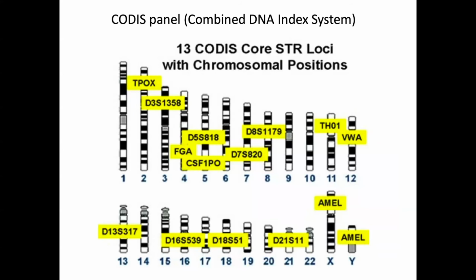Okay, so this is a chromosome localization of the CODIS panel the police are actually using right now. I'm not going to go into the details, but you can see all these different STR loci. They are located on different regions in our genome.